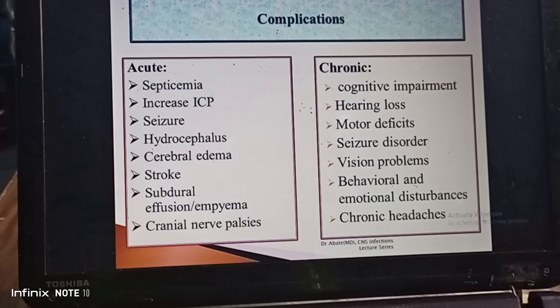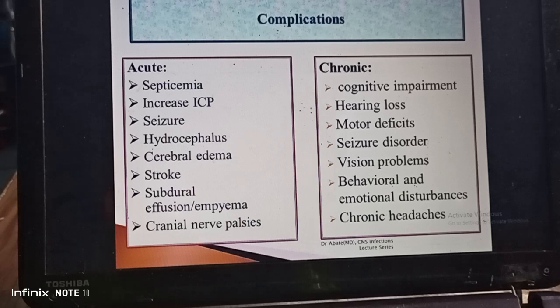With this, let's see the complications of especially pyogenic meningitis. We classify the complications as acute complications and chronic complications. From the acute complications, you see septicemia, increased intracranial pressure, seizure, hydrocephalus, and cerebral edema, which may lead to cerebral herniation. They may develop stroke, and patients may develop subdural effusion or empyema, which is common in the pediatric age group. In pediatrics, they may develop subdural effusion or empyema.